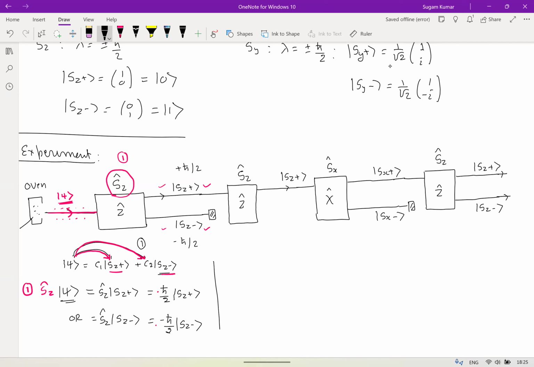And now look at the second stage. This is the second step. Mathematically, in equation one, when you have operated Sz on psi, in principle you should get something like h cross by 2 into Sz plus plus h cross by 2 into Sz minus. No, this is not mathematics, right?